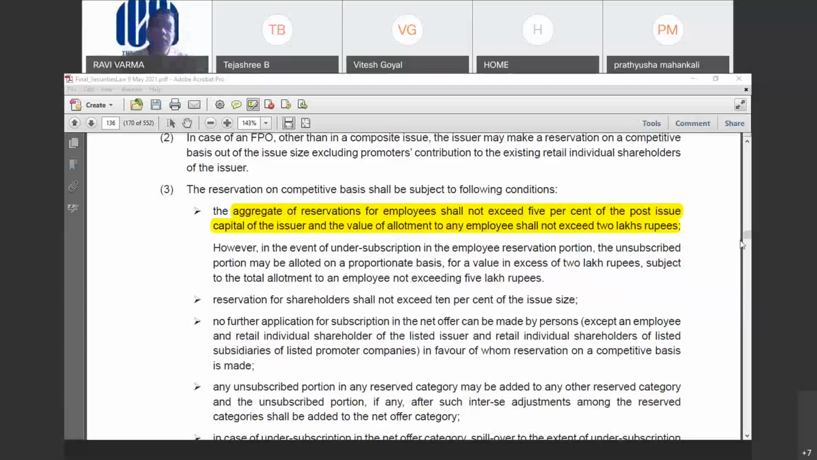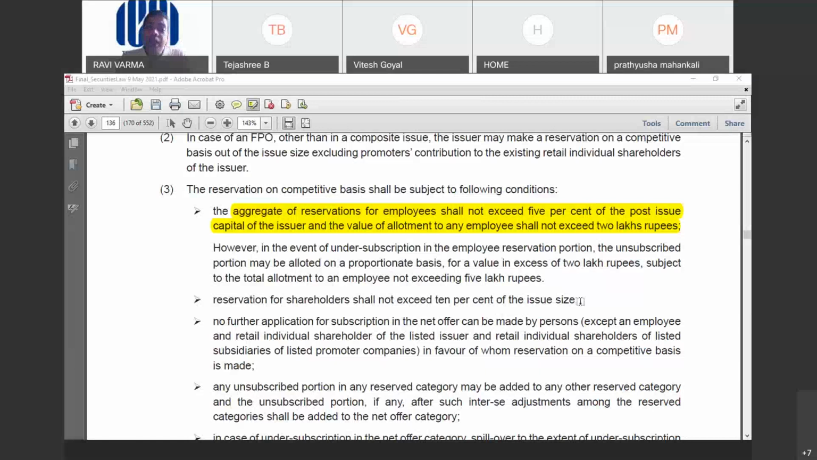Now, once we understood the FPO and IPO mechanism, I will take you to the fast track. There is a concept of fast track FPO also. And in the exam, many times a question has come on the eligibility criteria of fast track FPO. What do you mean by fast track? In the FPO and IPO, can you recollect that we need to file the draft offer document with SEBI? Yes or no?